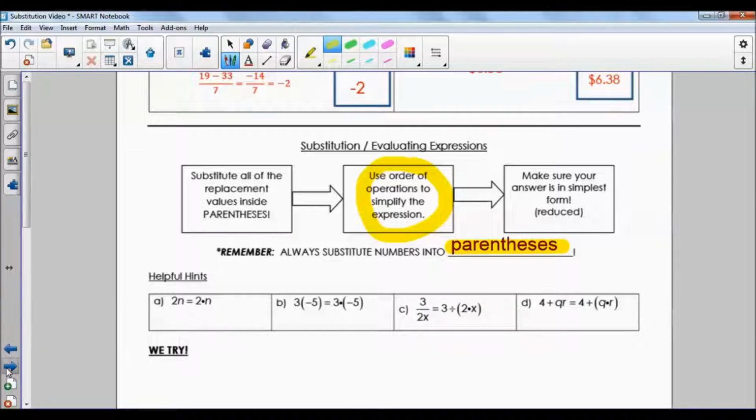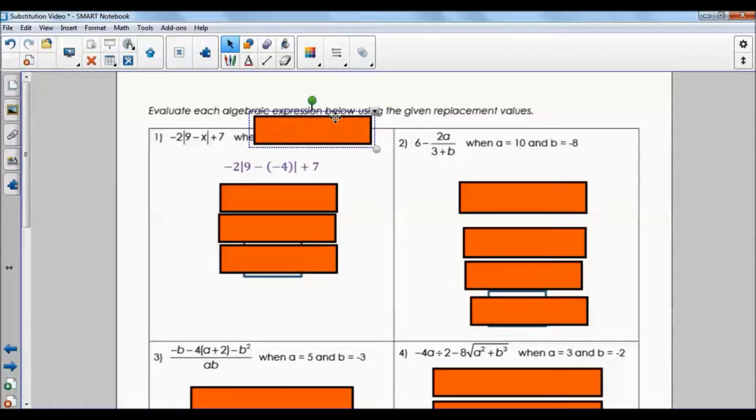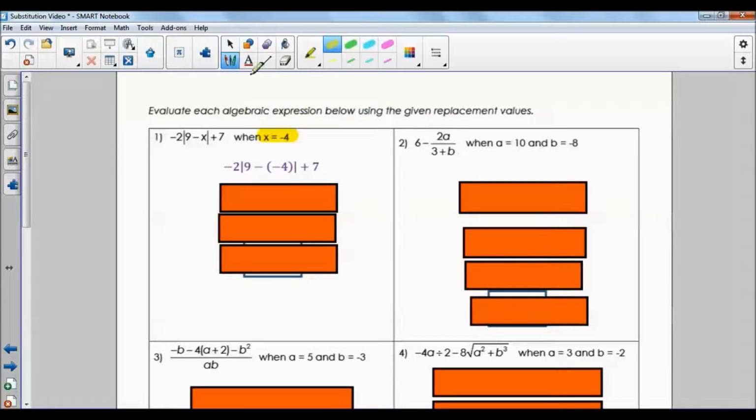Okay, so first one we try, we have negative 2 absolute value of 9 minus x, absolute value, plus 7. Okay, and then they told us that x was equal to negative 4. So the first thing I'm going to do is rewrite my problem, and then instead of having this x here, I replaced it with negative 4. And look what I put around it. I put my parentheses around it.